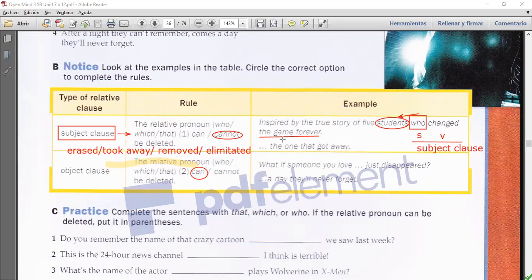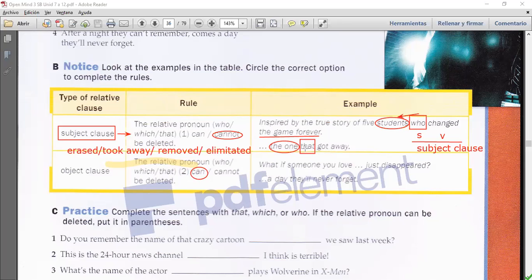Another example here: the one that got away. The one, as in the first example. We are talking about something. The one is in place of something. What happened with that one? Got away. It's giving extra information. The one, and what is the relative pronoun? Because this is something, we don't know if it's a person or an object, we use that. The one that got away.